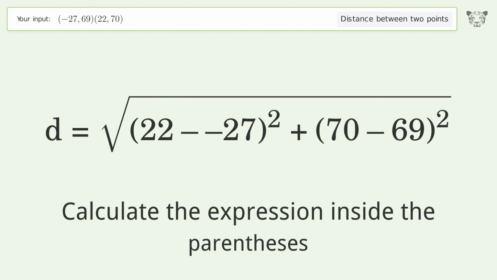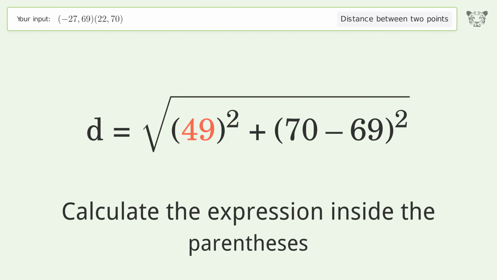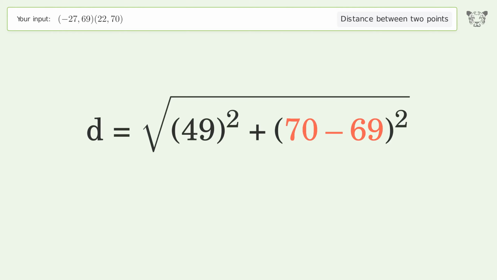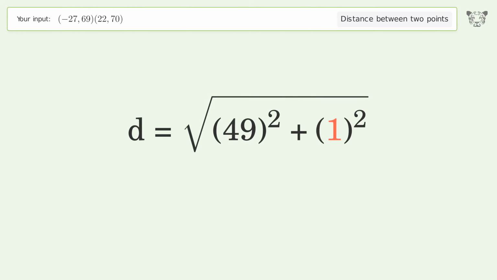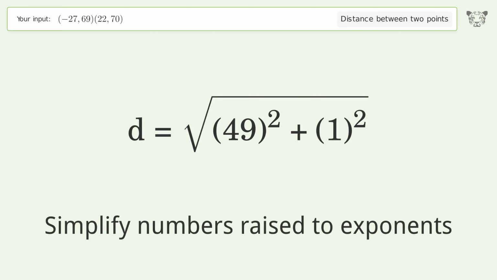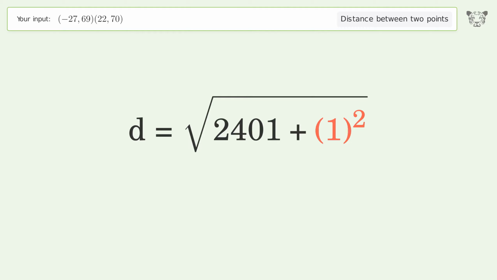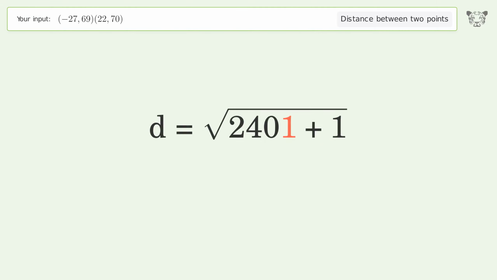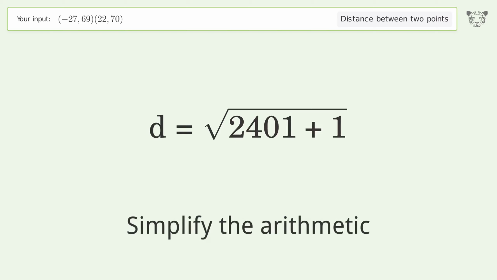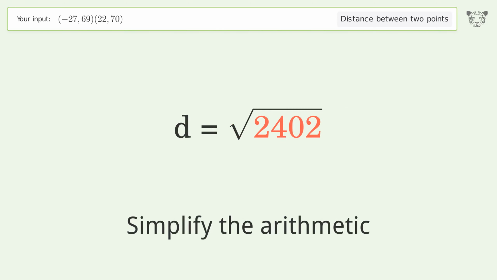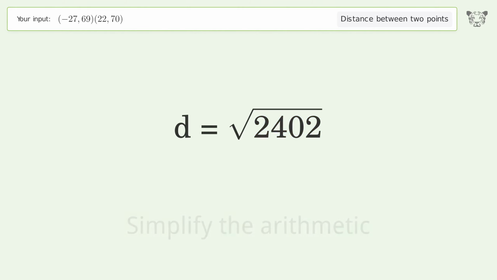Calculate the expression inside the parentheses. Simplify numbers raised to exponents. Simplify the arithmetic. And so the distance between the 2 points is the square root of 2,402, or 49.01.